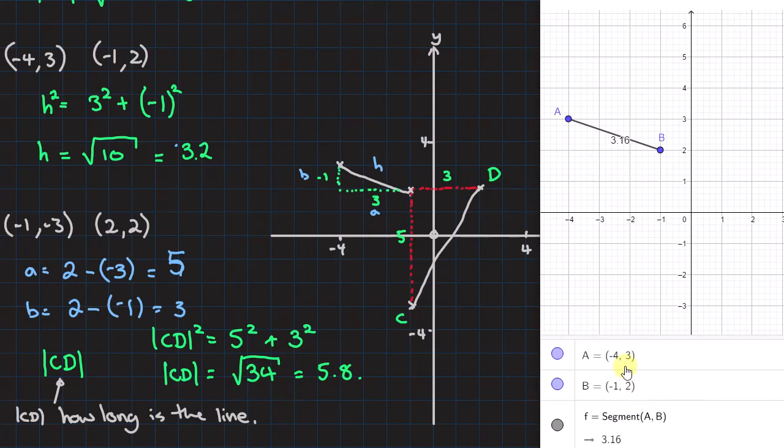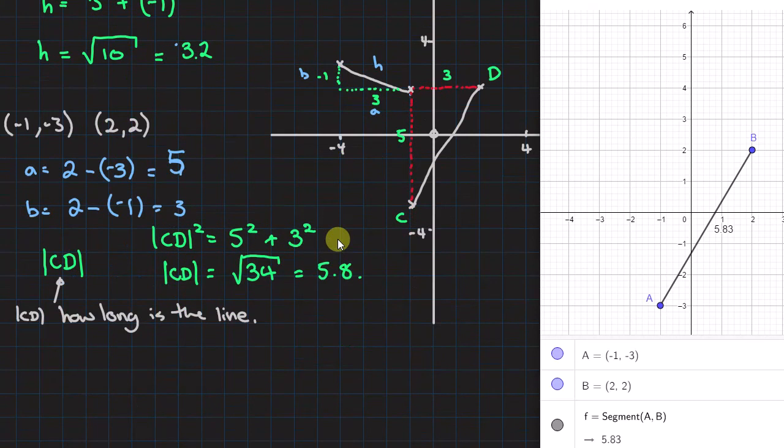Second one is minus 1, minus 3. And 2, 2. There's my 2 points. That's what I called CD on here. It says 5.83. We rounded it down to 5.8.